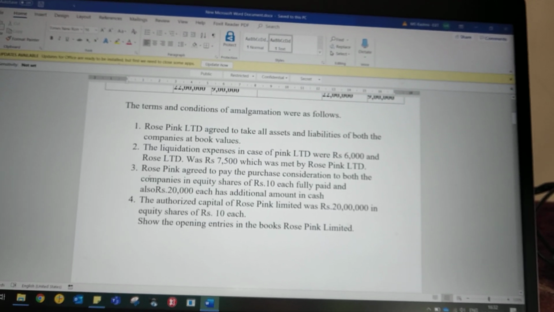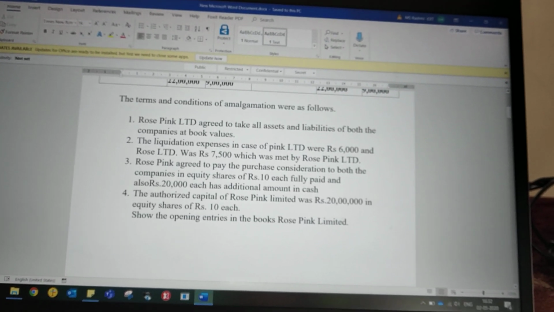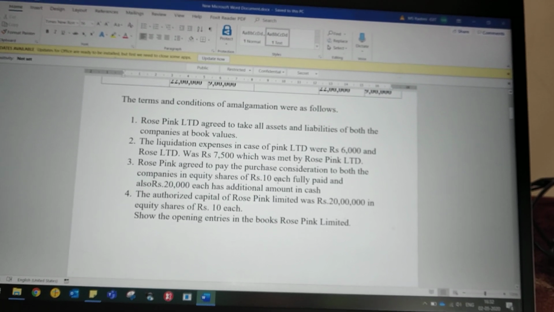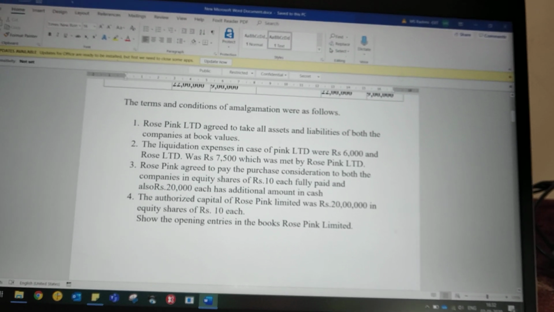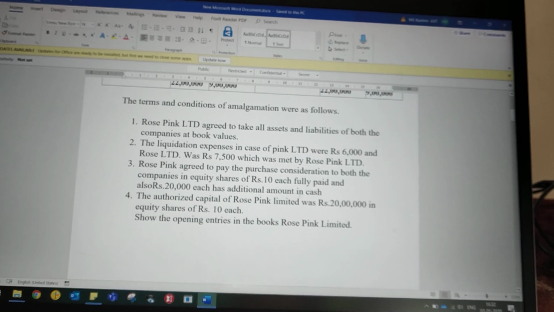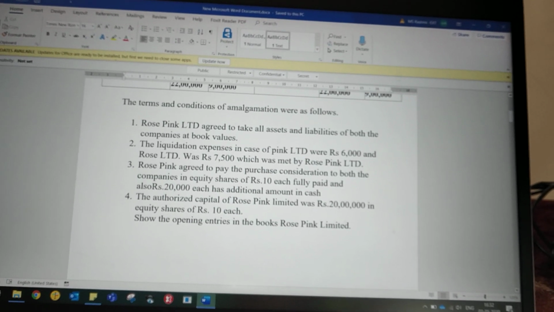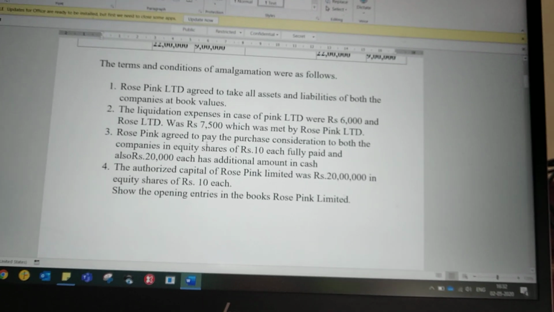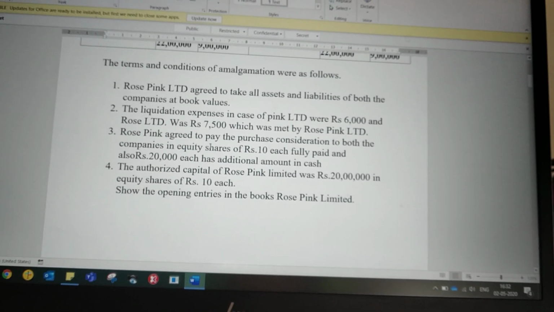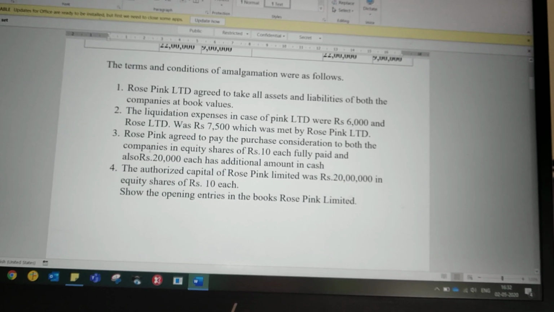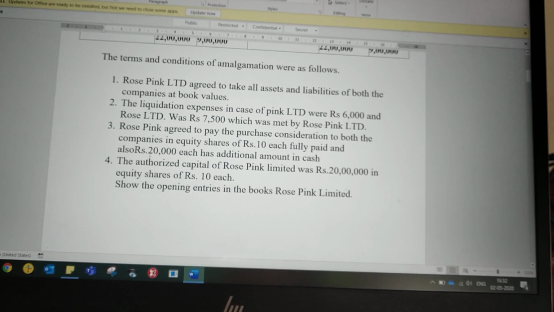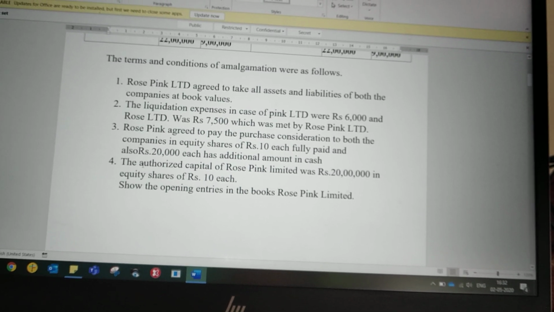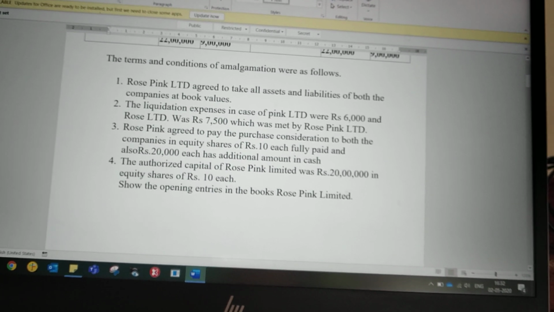Next, point number 3. Rose Pink agreed to pay the purchase consideration to both the companies in equity shares of rupees 10 each fully paid and also rupees 20,000 each as an additional amount in cash. So for Rose Pink Limited, the share value will be 10 rupees, and the remaining value they are also paying partly in cash. Each company gets 20,000 in cash. This additional amount also has to be added to the purchase consideration value.